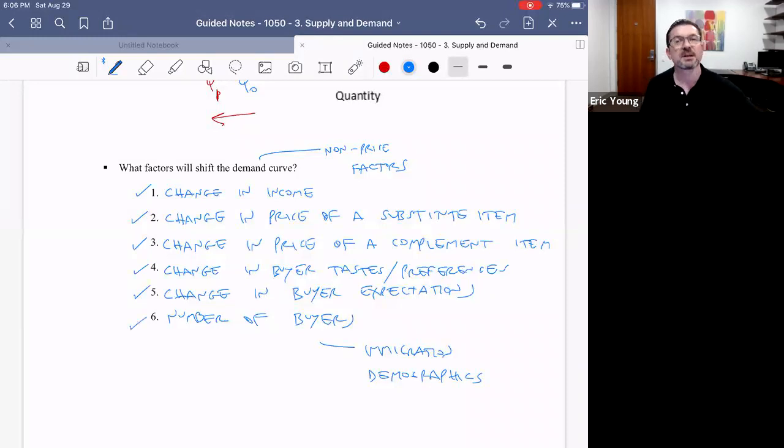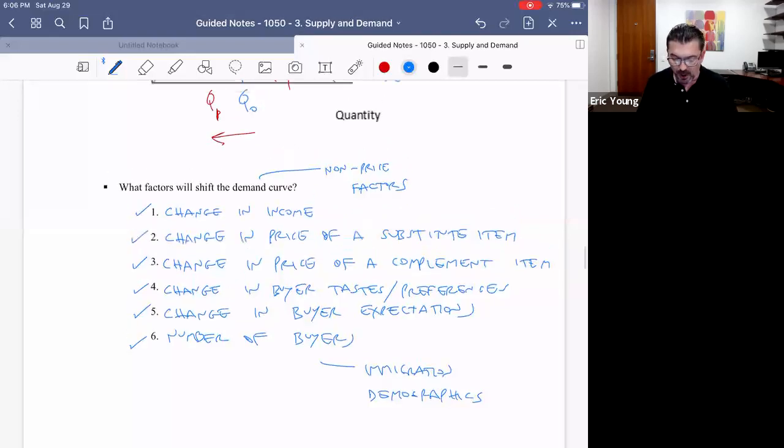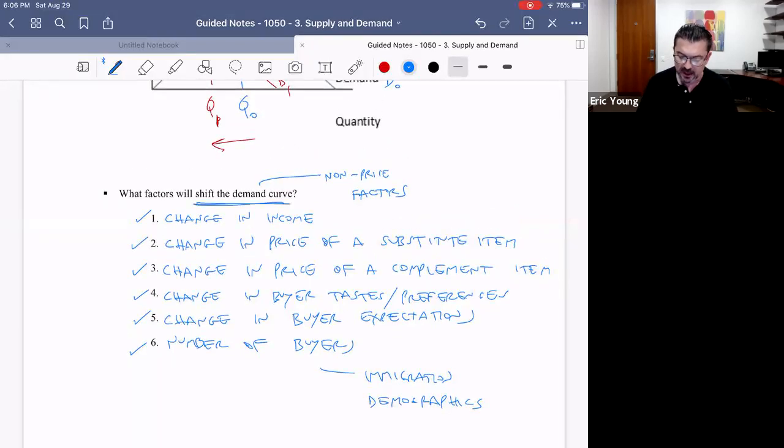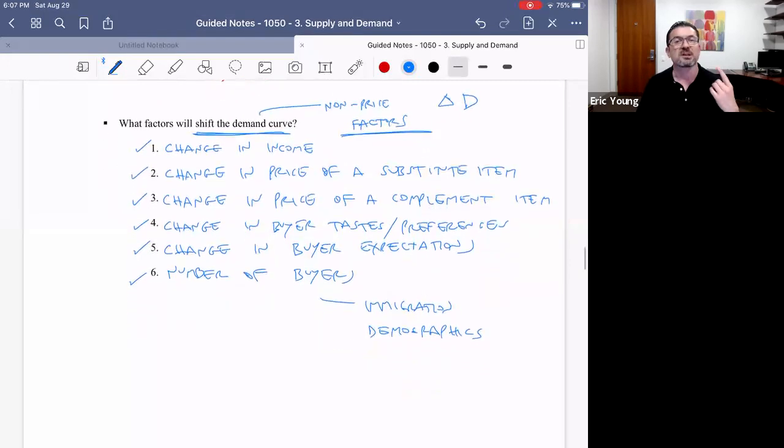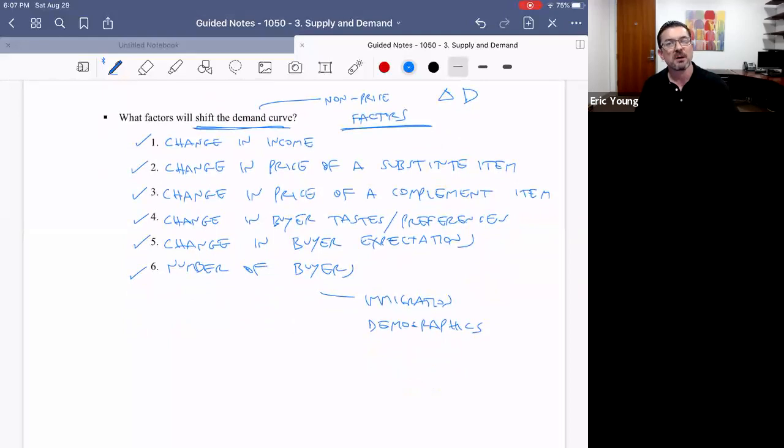So to repeat and wrap this up, we know that demand curves shift when non-price factors occur. When the price of a good changes, the curve does not shift. We simply move along the existing curve in what we call a change in quantity demanded. But we have a shift in the demand curve, a change in demand, when the 6 non-price factors kick in. And those are, to repeat, changes in income, a change in the price of a substitute, a change in the price of a complement, a change in taste or preferences, future expectation changes, or changes in the number of buyers.